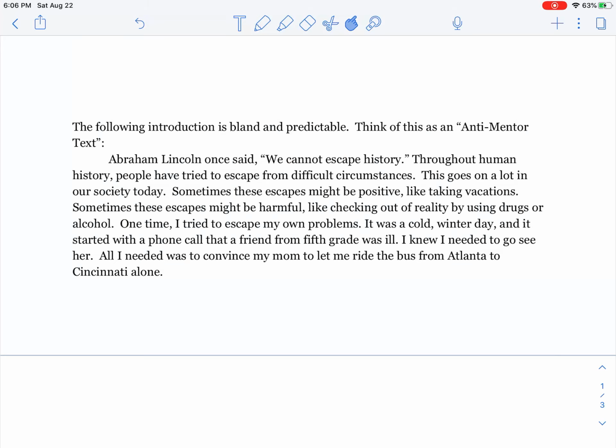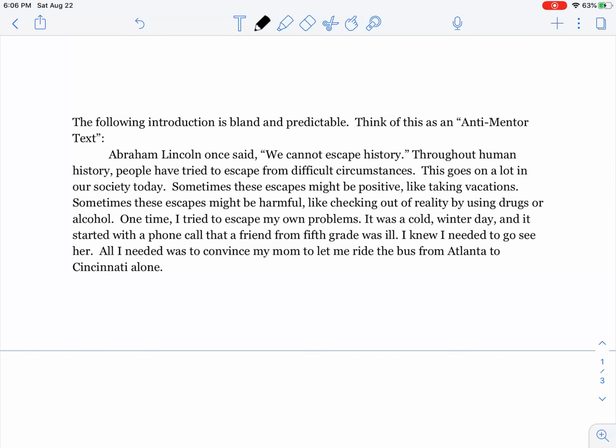Okay, so there's the standard kind of hook, which isn't even necessarily bad in and of itself, but in a narration, when you're trying to tell a story, perhaps it's not fitting to start with a quote. So this is a predictable beginning. And then when you have "throughout human history," it's kind of an overgeneralization. Word choice, kind of bland and predictable word choice.